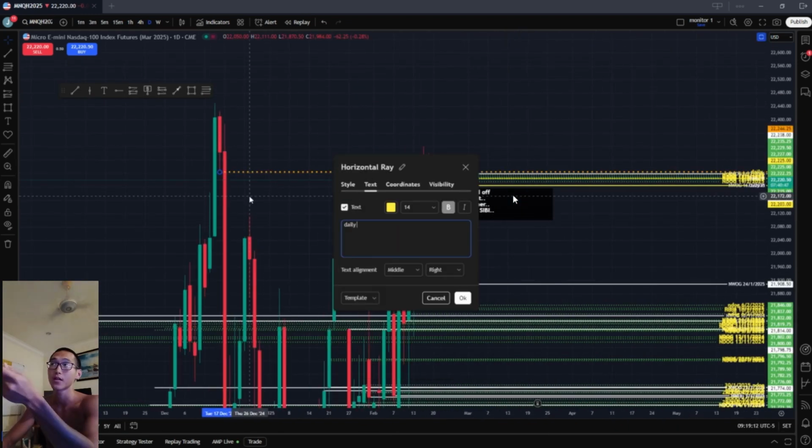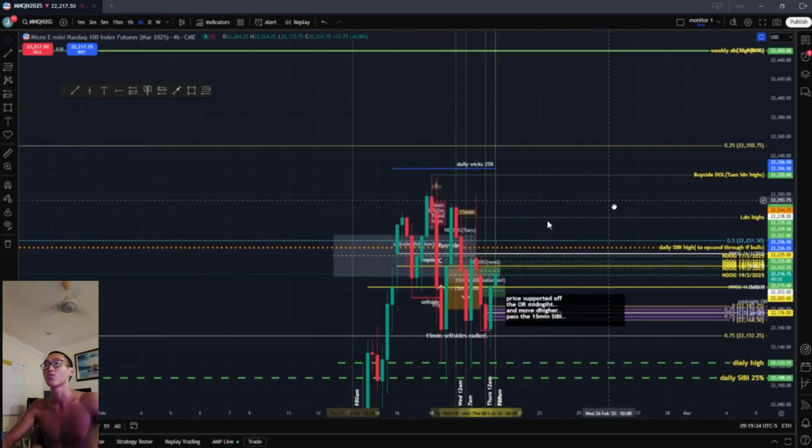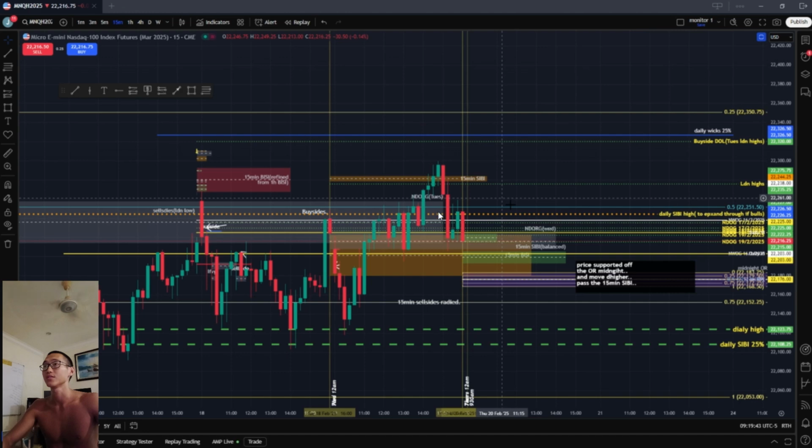Yeah, now I'm marking up the daily CB. Okay, that's what I was talking about, the daily CB high. Now it's that orange line. Okay, see 15 minutes. Now we are looking at the 15 minutes, and this is regular trading hours.